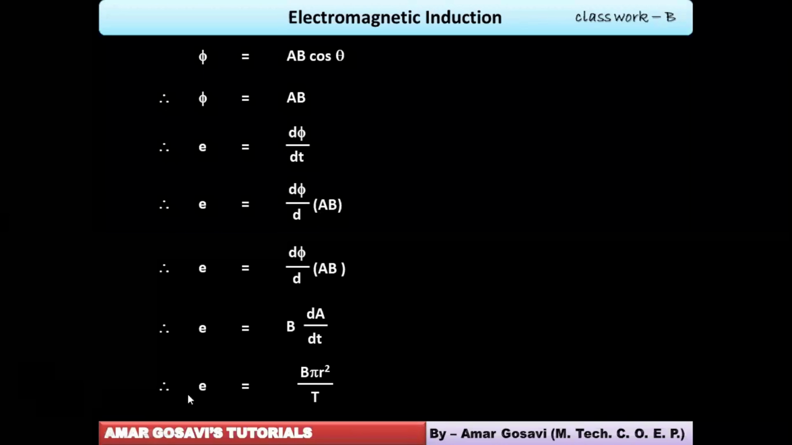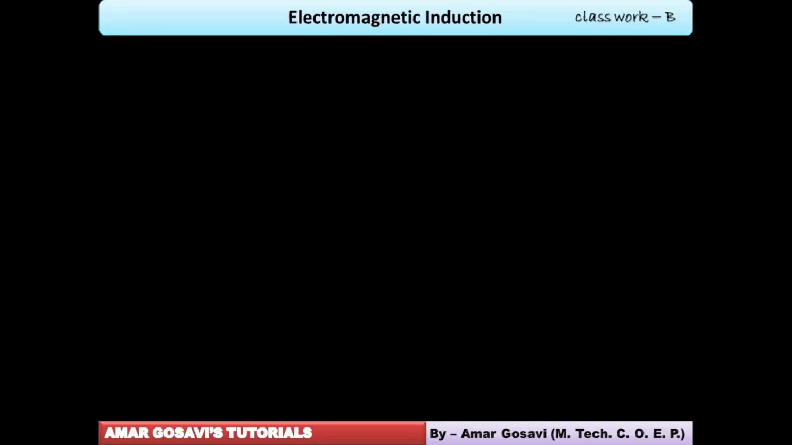The important thing is to derive this particular format, where you can now easily substitute the value of B given to you. You know the radius, you can work out the area. 1 by t is frequency. Let's move ahead. So 1 by t is frequency, so ultimately that formula will be given as B into pi r square into F, where F stands for frequency.